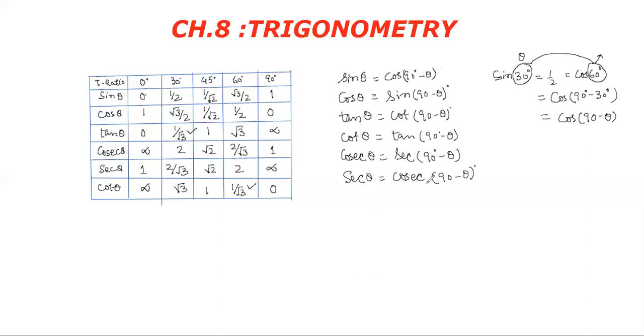how we are able to write all these things. And these formulas are known as the value of T ratios at complementary angles. So at complementary angles, the values of sine theta and cos theta are the same. The values of tan theta and cot theta are the same. Cosec theta and sec theta are the same.